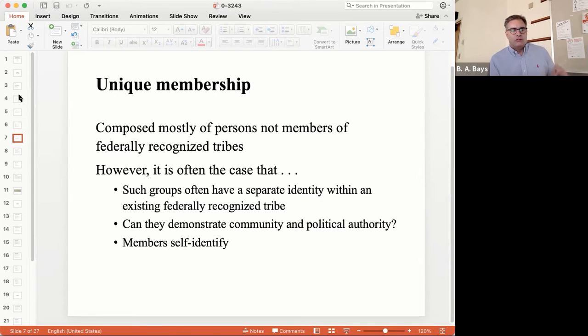the group has to demonstrate some sort of existence of community and political authority of their own, and any members who want to join that group have to self-identify. In other words, they can't decide, oh, well, I want to be a part of this group as well as this group. So they have to break away. And of course, that creates some problems sometimes in tribal politics. So were there any examples that y'all could think of?